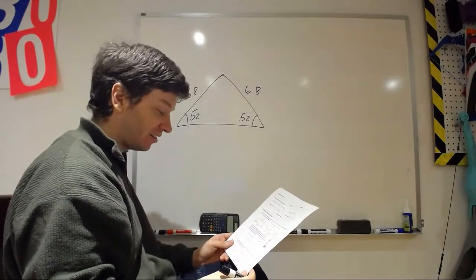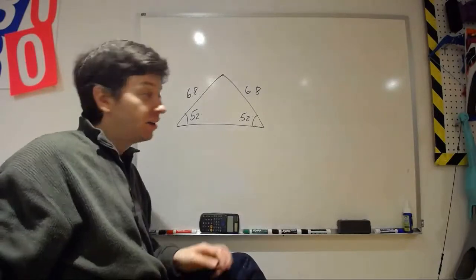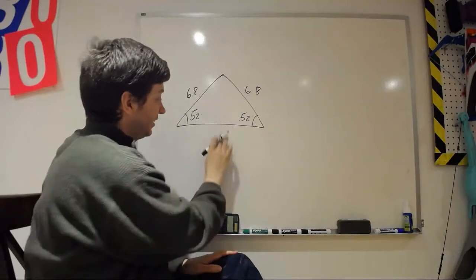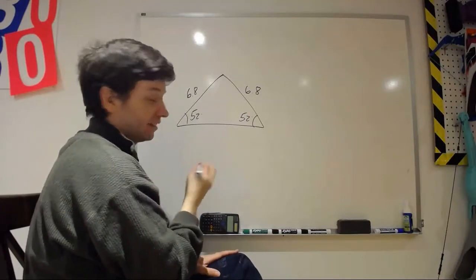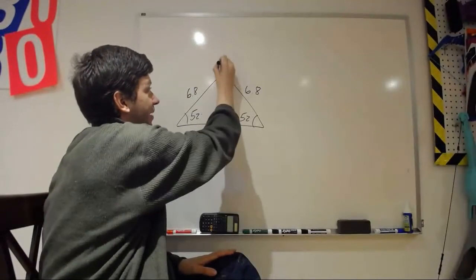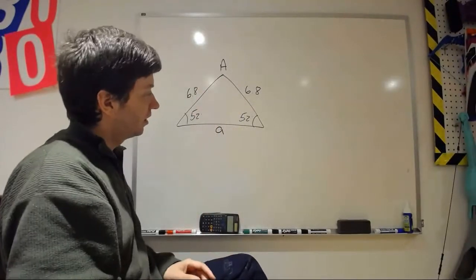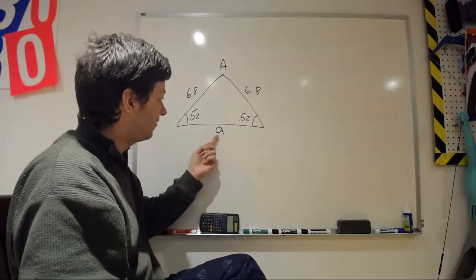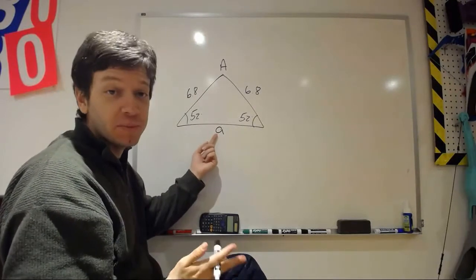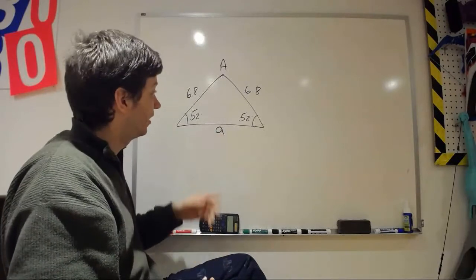Then it says calculate the perimeter of the triangle. The perimeter is adding up all the lengths of the sides. So I need to know this side. Let's call it A. So this will be side A, and this will be angle A. How can I find side A? In order to find the perimeter, I need A.